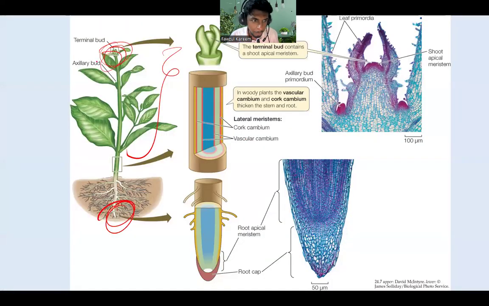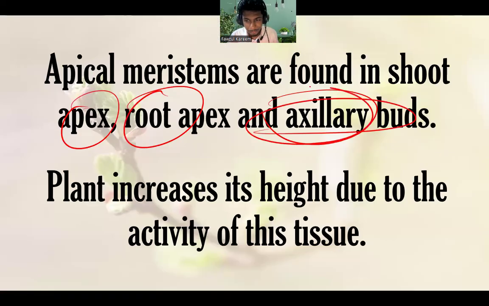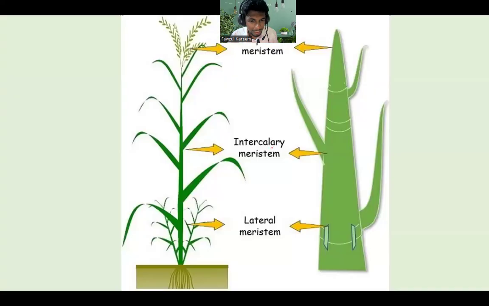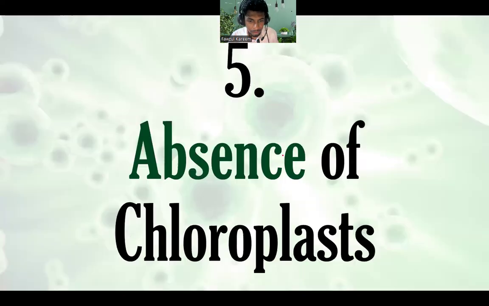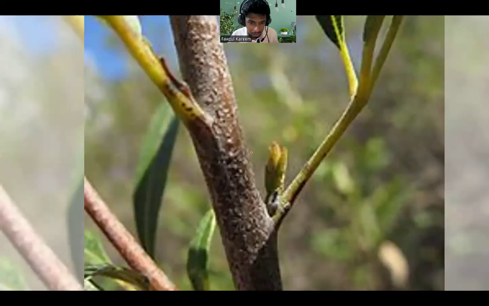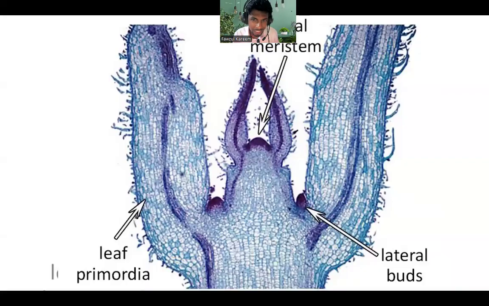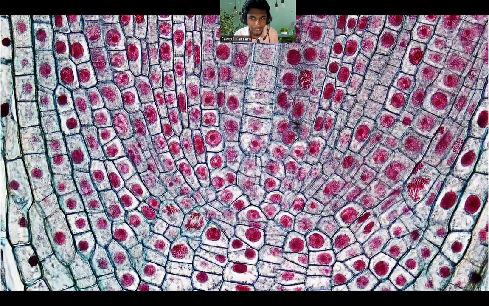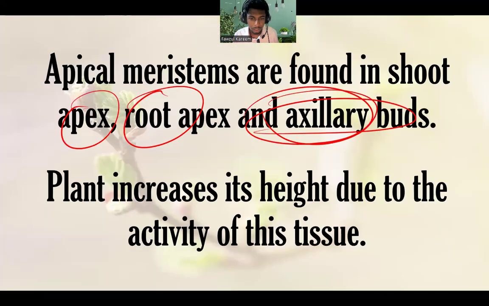Do you know what the shoot apex is, and what the root apex is? What are axillary buds? I explained about the buds. Do you remember? Yes. Here you can see the buds. So these are the axillary buds. So at the root tip, at the shoot tip or shoot apex, the root apex, and the axillary buds, in these places we have the meristematic tissues. Okay? Already you know these things.